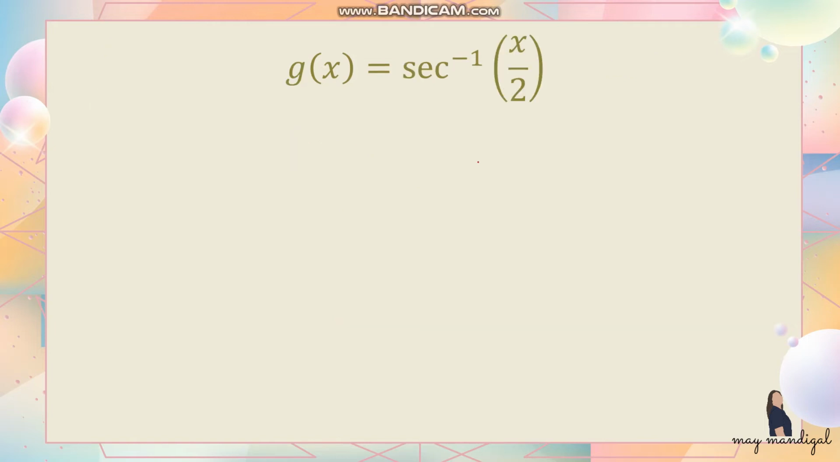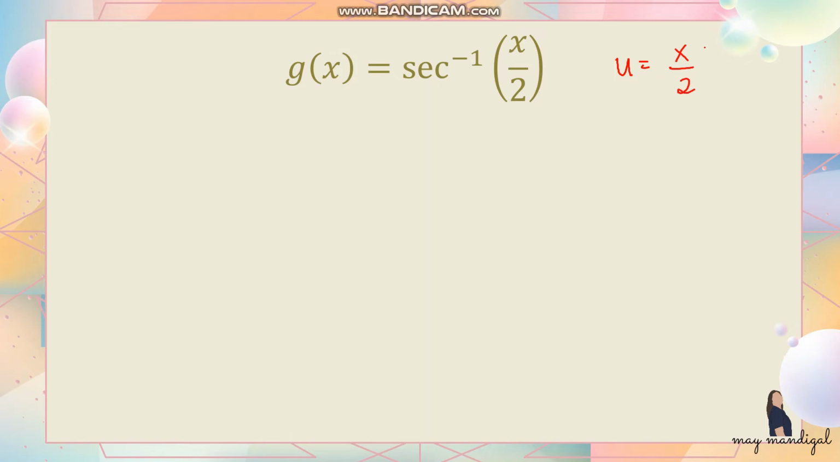Second example, g of x equals arcsecant of x over 2. So for this example, again, we have the secant function. Again, there's only one term. There's no other term added, subtracted, multiplied, or divided with our secant function. So we only have one term here, but that secant function still has a function inside, which is x over 2. So that means we will set that as our u, x over 2.